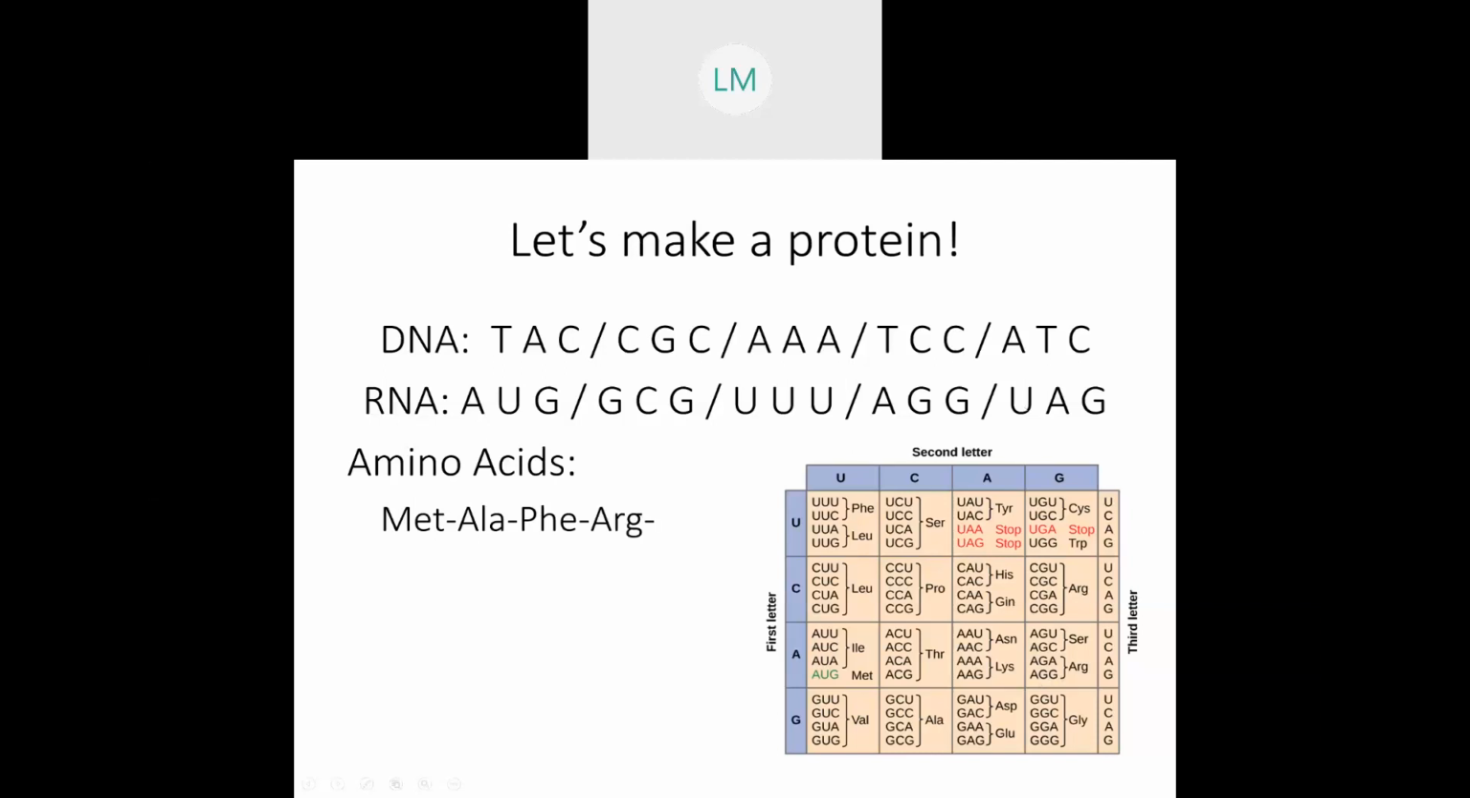And then our last one is UAG, so we're going to go to U over here for our first letter, A over here for our second letter. UAG is our stop codon. So it doesn't code for an amino acid, it just tells us that we're done. We don't need any more amino acids to make this protein, so we can just stop right here and disassemble everything, and our amino acid chain is good to go.